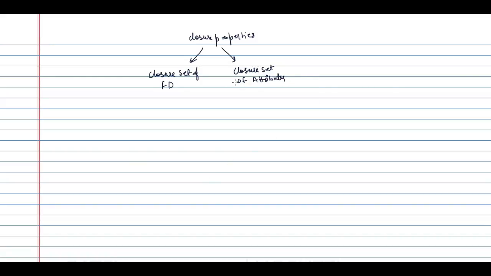So let us do one thing here. We'll start with the discussion of closure set of attributes. Then after this closure set of attributes, we'll start what is the closure set of functional dependencies. So right now it is closure set of attributes. Okay, so what is this closure set of attributes?